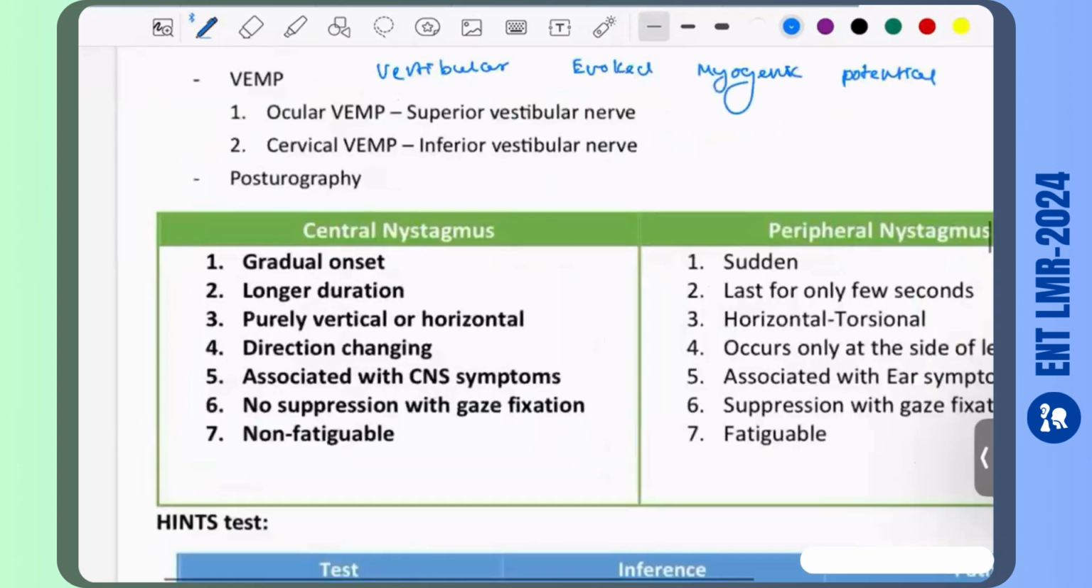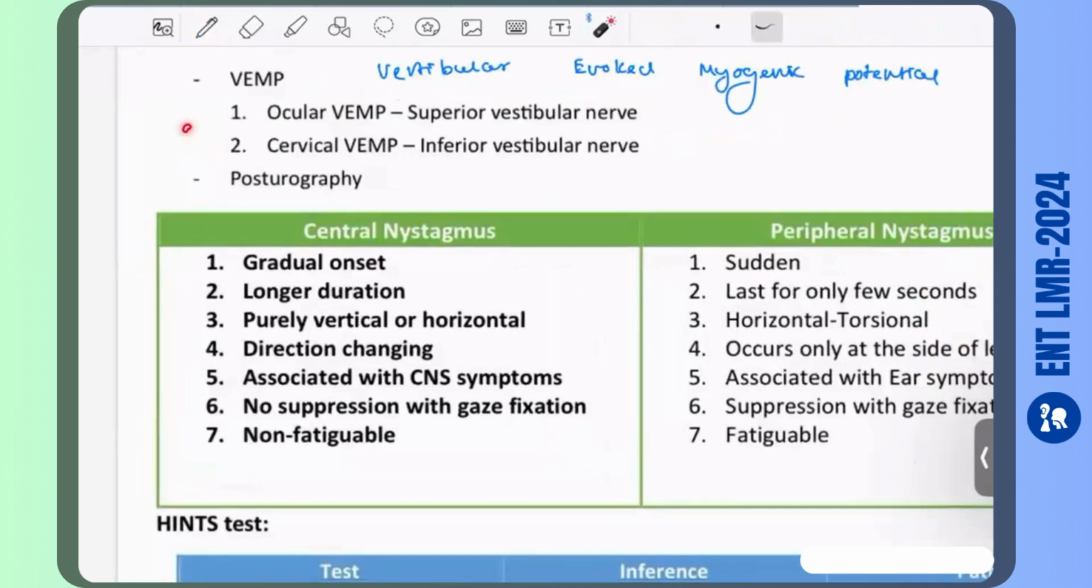The two types of VEMP: one is ocular VEMP, the second one is cervical VEMP. The ocular VEMP is based on superior vestibular nerve involvement. The cervical VEMP is based on inferior vestibular nerve involvement.